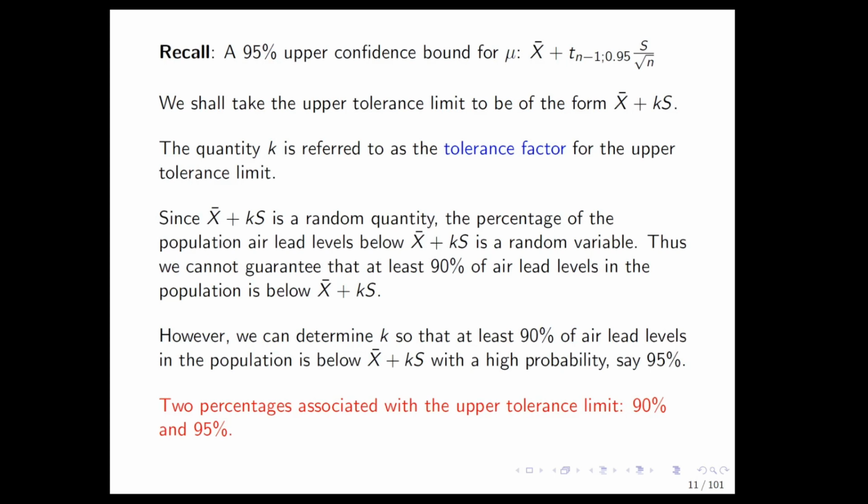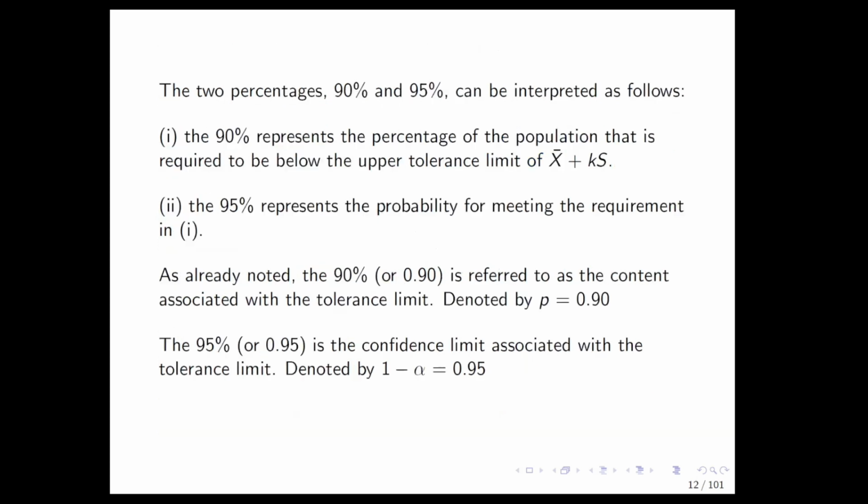And I hope it is also clear why we need to have these two percentages associated with a tolerance interval, because of the question we are trying to answer. Okay, so two percentages, 90%, 95%. So there again is the interpretation. 90% represents the percentage of the population that will be below this limit. The 95% represents the probability of meeting this particular requirement. So content P is 0.9, confidence level is 0.95.